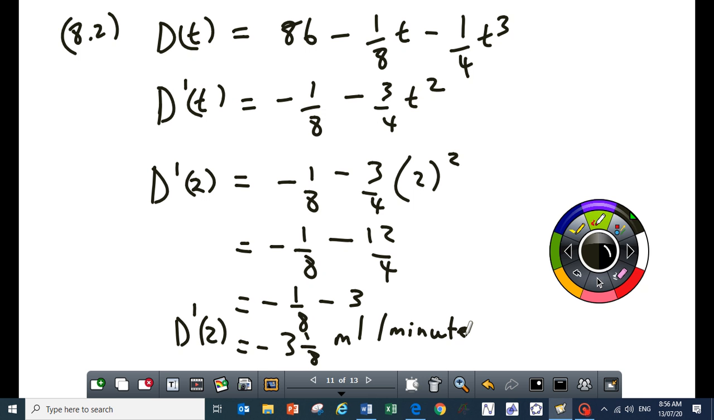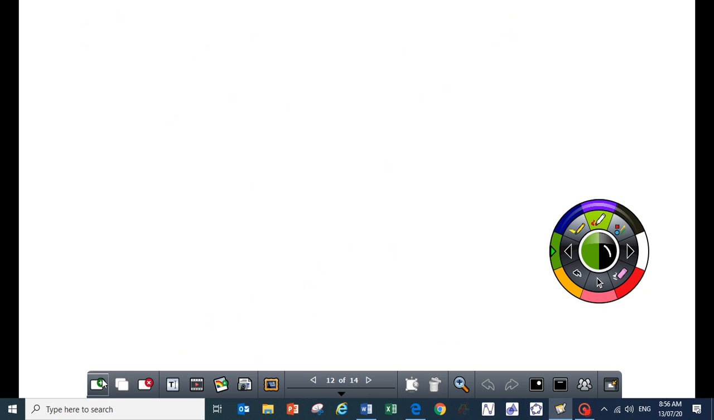Okay, now I want you to be aware of this before I carry on. This minus is an indicator that there is a drop taking place. So you can write this as 3 and 1 over 8 milliliters per minute. That's the rate of what? Of decrease. Okay. Then let's move on to the next one.